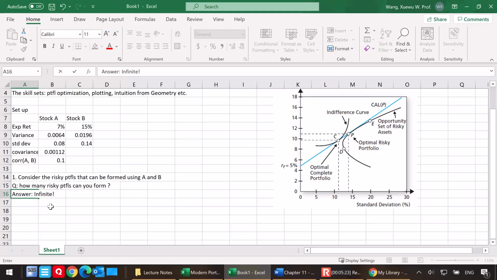If you look at the universe of the risky portfolios you can form, first of all, there are so many risky assets. For example, you can look at equities. That's a separate asset class. You have a few thousand stocks that are actively traded. And you can look at bonds. Now, the number of bonds is actually far exceeding the number of stocks.